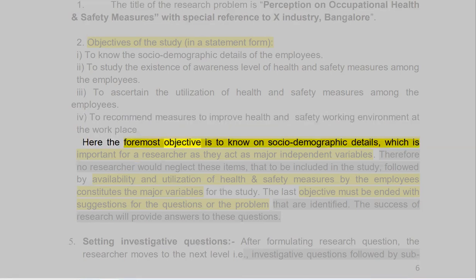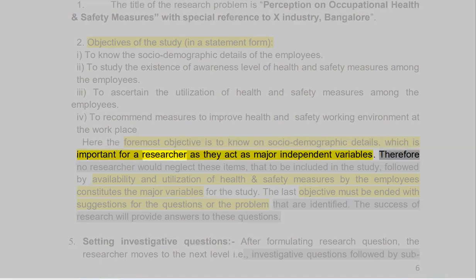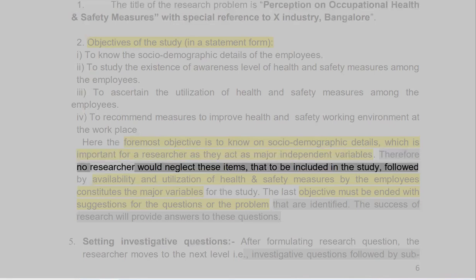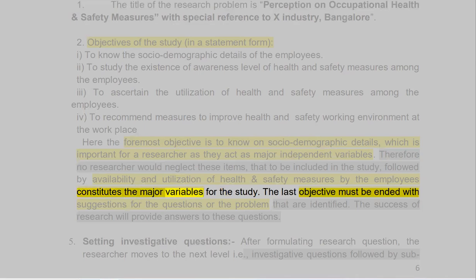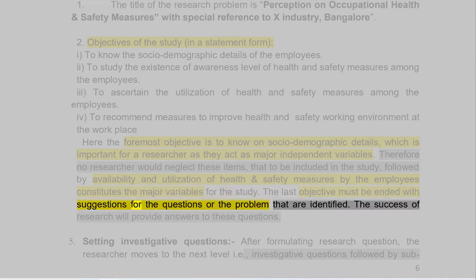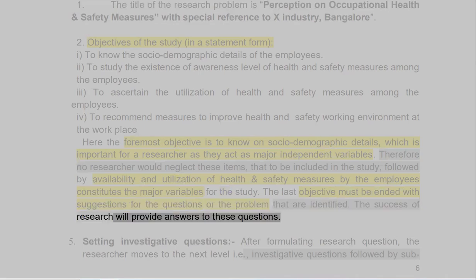Here the foremost objective is to know the sociodemographic details, which is important for a researcher as they act as major independent variables. Therefore, no researcher would neglect these items to be included in the study, followed by availability and utilization of health and safety measures by the employees, which constitute the major variables for the study. The last objective must end with suggestions for the questions or the problem that are identified. The success of research will provide answers to these questions.